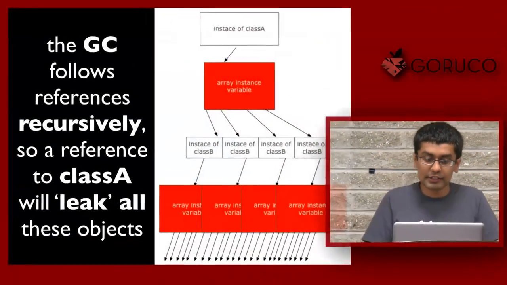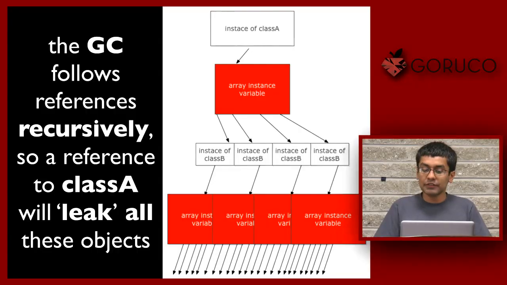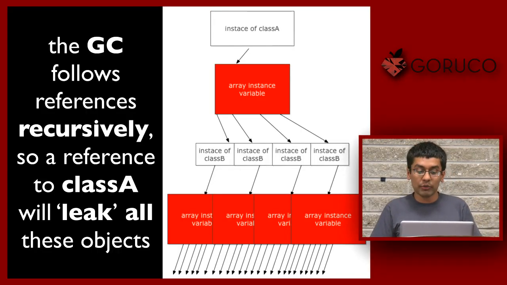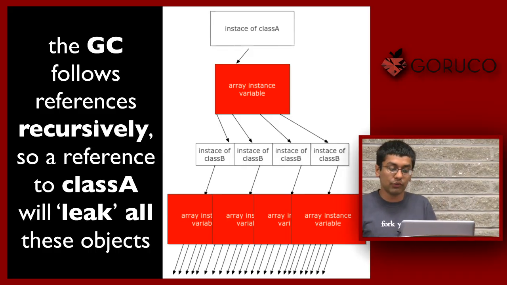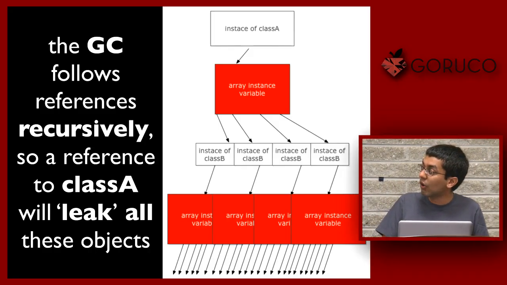So let's look at this example. Here's an instance of class A. It has an array instance variable. And in that array, it's holding a bunch of instances of class B, each of which has their own array and sub-objects, and so on and so forth. And so what this means is as long as there's a reference somewhere to that very first object on the top, none of these objects in this image can be freed.